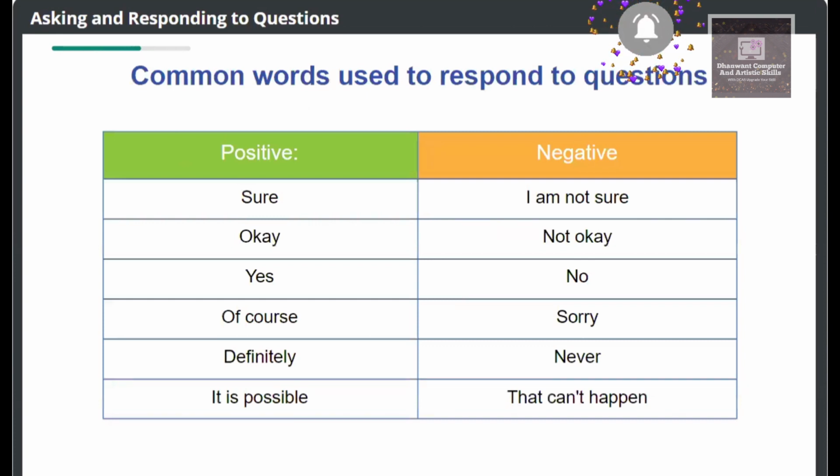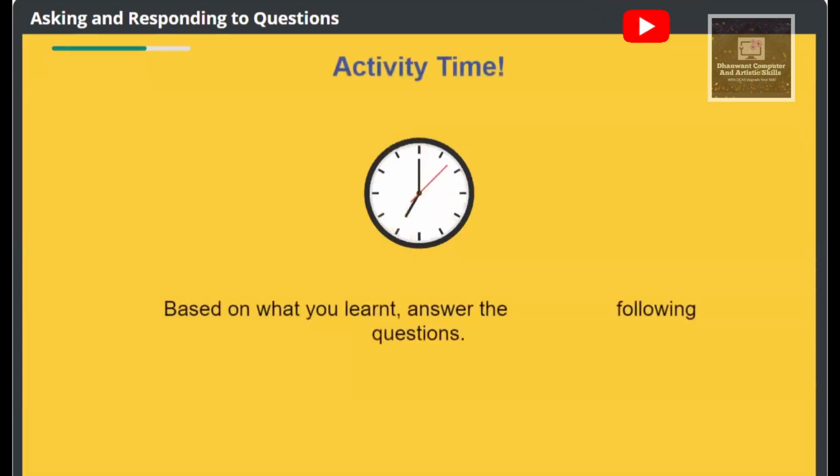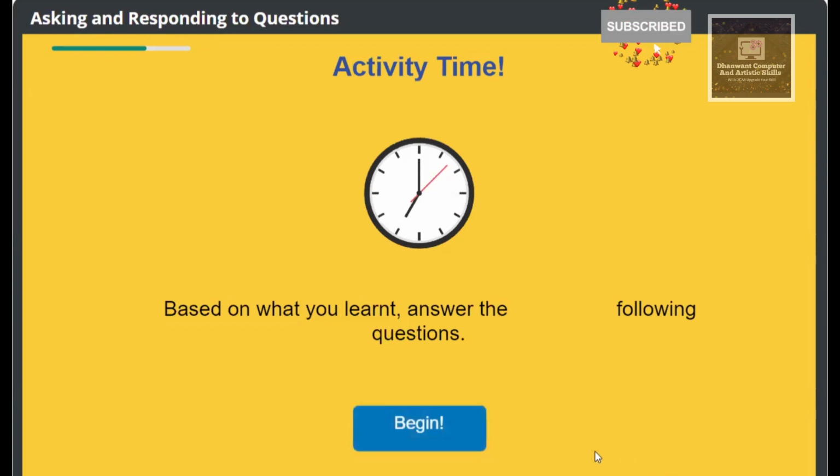Here are some common words used to respond to questions. Based on what you learned, answer the following questions. Click on the Begin button to answer the questions.